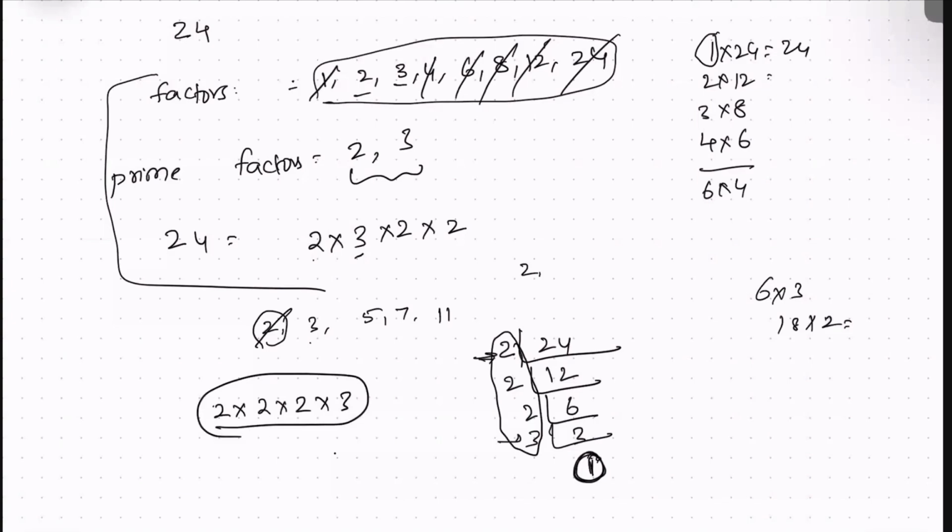So if you compare the value from this method to the earlier one, whatever you have achieved, both are equal. You see, 2 is used 3 times here, and 2 is used 3 times there, and 3 is used once. So this is the way that you should use to get the prime factorization.